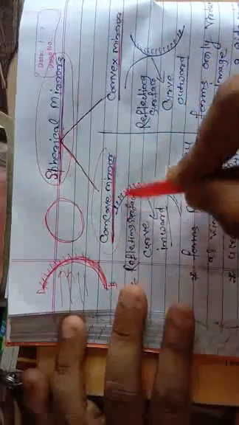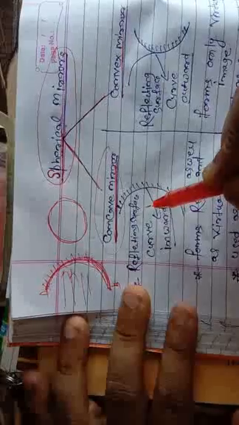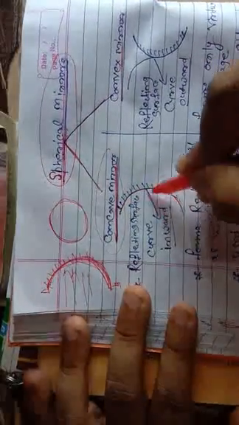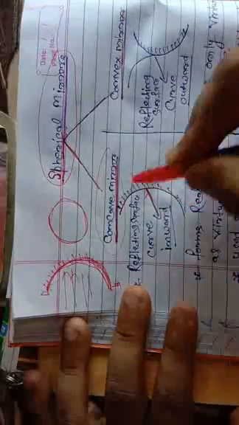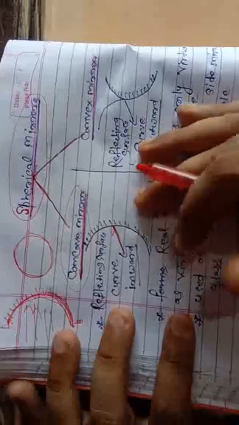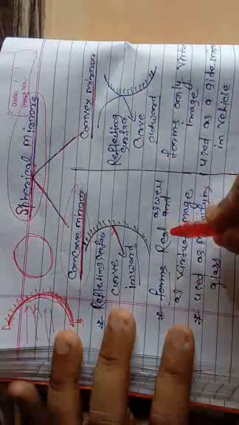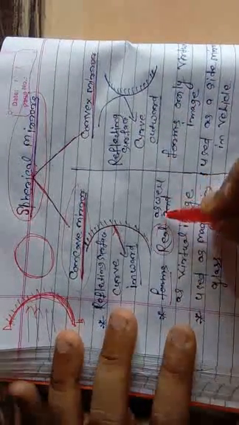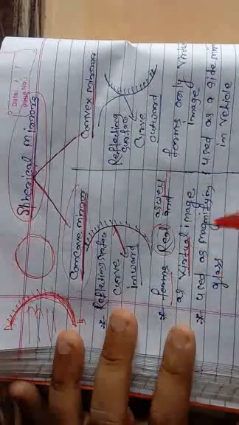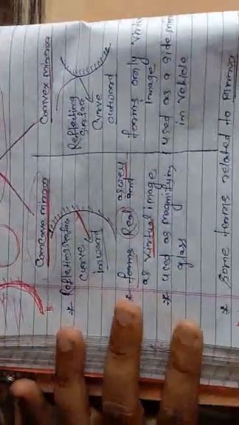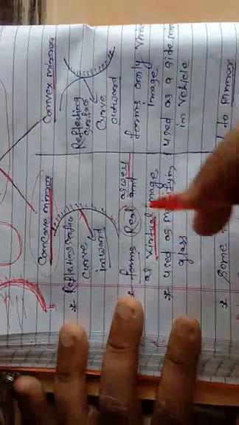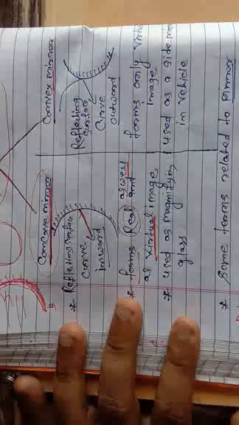So what is a concave mirror? It is a mirror whose reflecting surface is curved inward. Understood? This is your concave mirror. And one more important thing is that a concave mirror forms real as well as virtual images. Virtual means imaginary image. The image that we cannot obtain on the screen is called the virtual image.